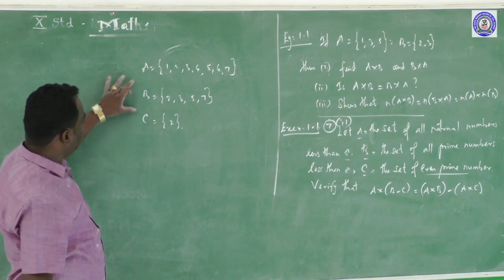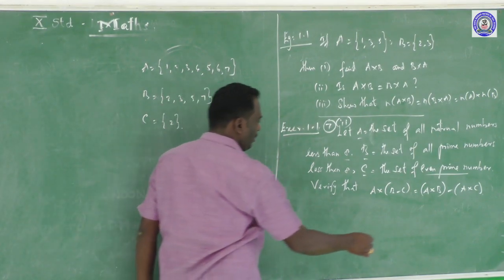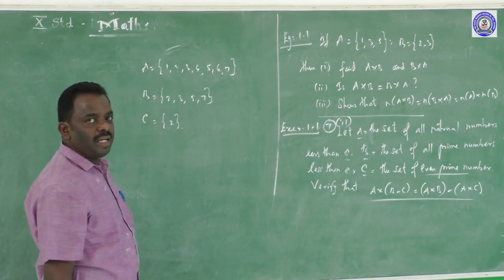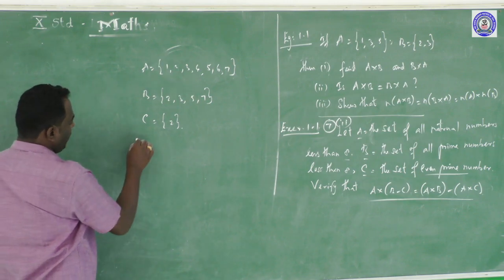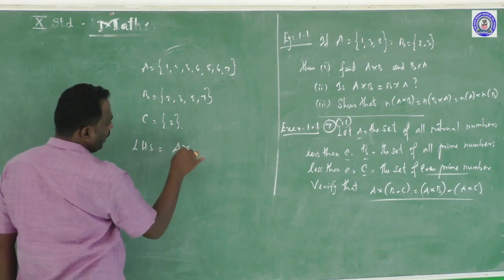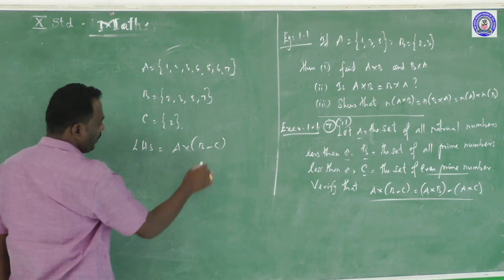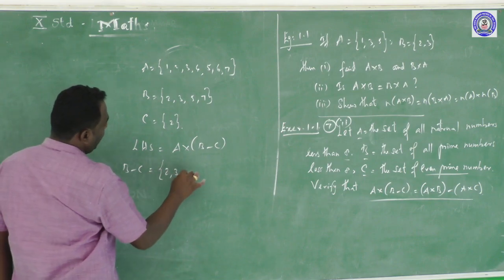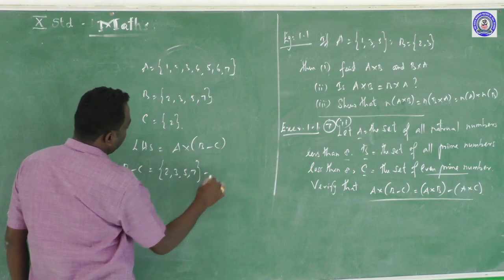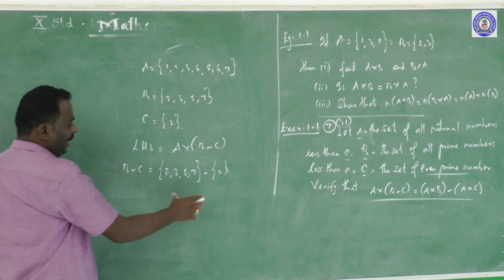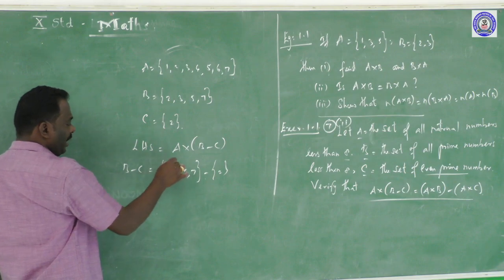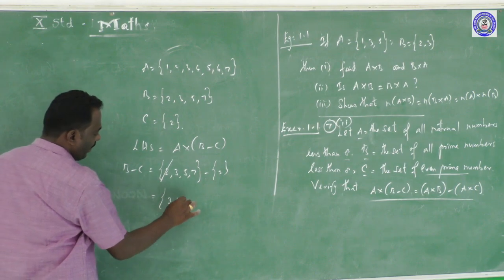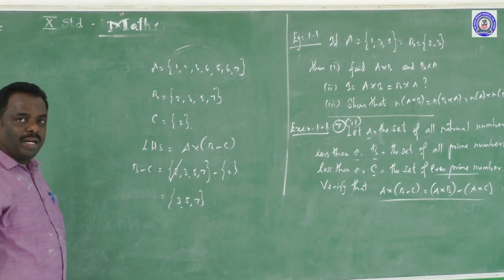Using these three sets A, B, C, we want to verify the statement A cross (B minus C) is equal to A cross B minus A cross C. Now first come to the left hand side equation. Left hand side is A cross (B minus C). First find within the bracket B minus C. B is 2, 3, 5, 7, minus C which is 2. Now comparing the two sets, which is common? 2 is common, that cancels. In the first set B, the remaining elements of B are 3, 5, 7. That is B minus C.